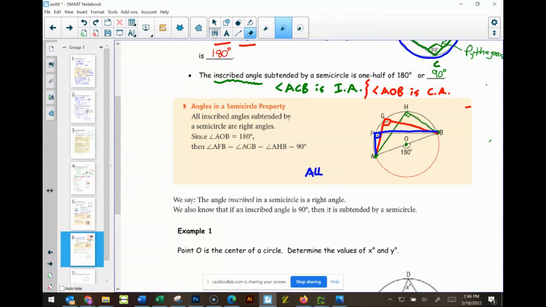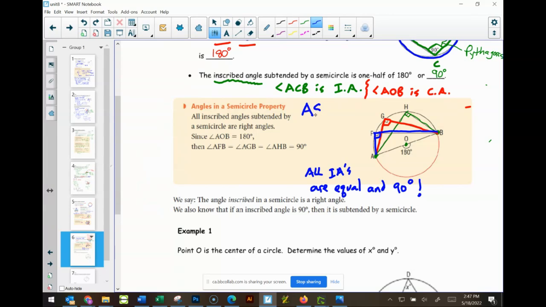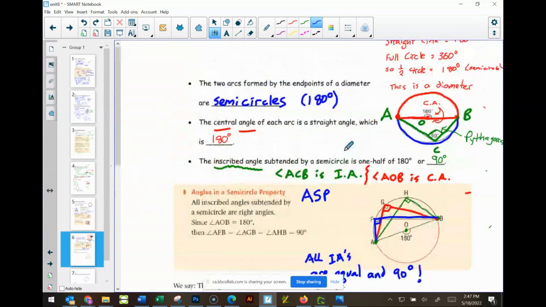All inscribed angles are equal and 90 degrees. And you only need to point at the angles in a semicircle property as your justification. Now let's shorten these. I'm not sure every math teacher likes doing this, but I do. That's going to be the ASP, angles in a semicircle property.